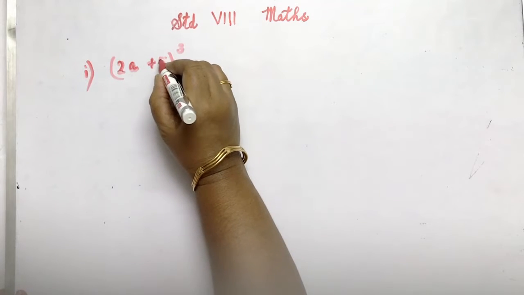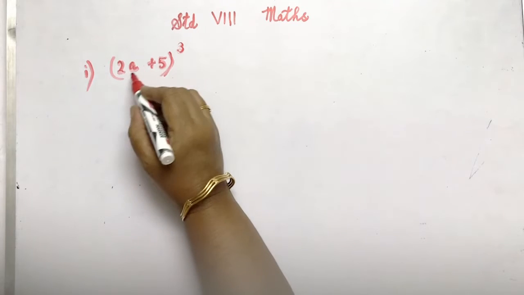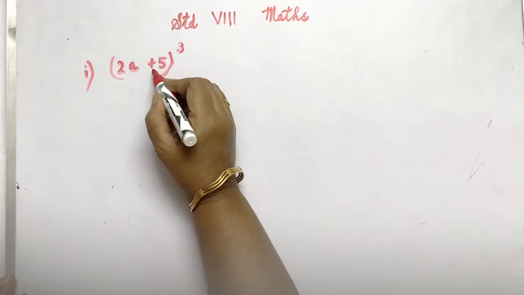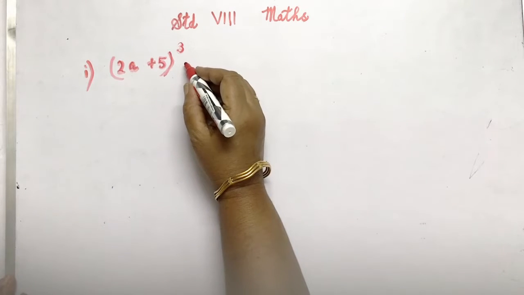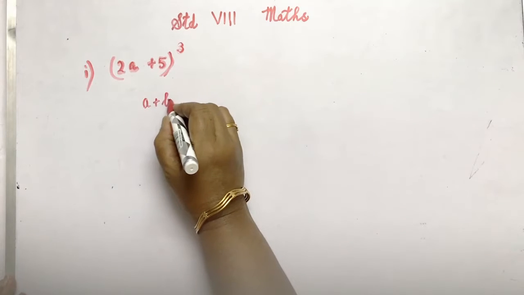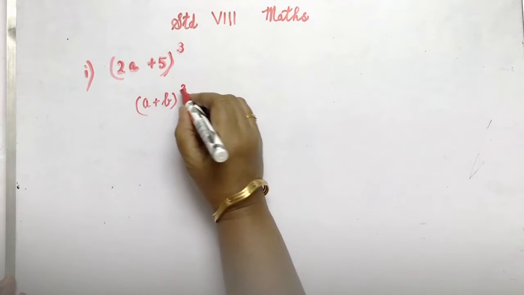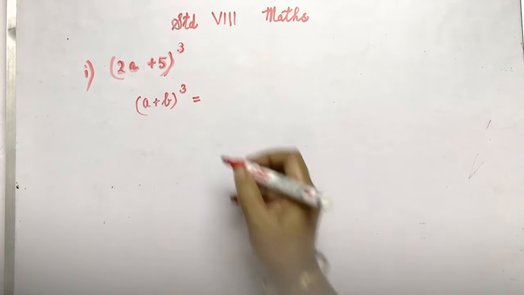(2a + 5) whole cube. So inside the bracket we have two terms with a plus sign, and the power is cube. So which identity do we have to use? We have to use (a + b) whole cube. If you are thorough with the identity only, we can do the sum.